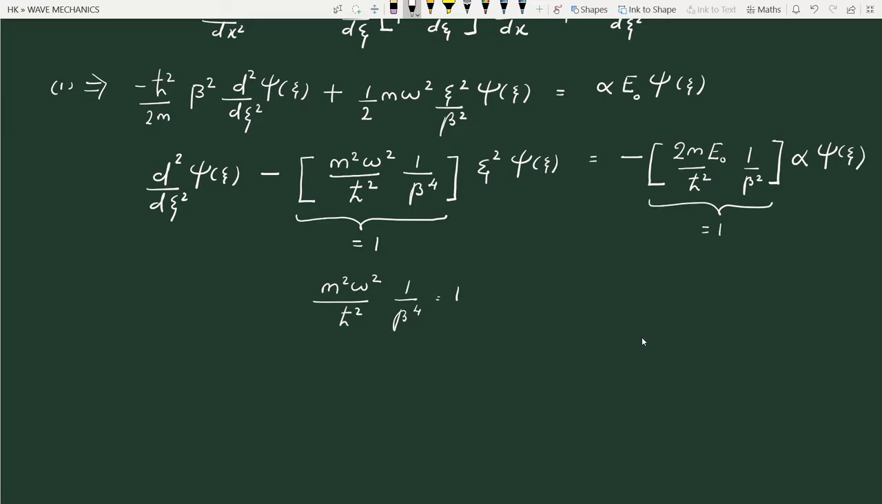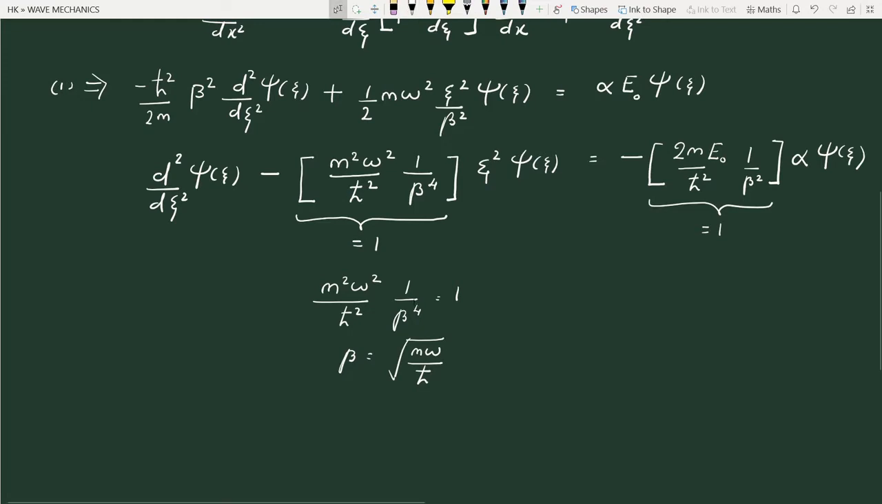Now if you take beta raised to 4 to the right side, beta raised to 4 is equal to m square omega square by h cross square. Take the square root. So beta square will be equal to m omega by h cross. So from here, beta is equal to the square root of m omega by h cross. This is beta.